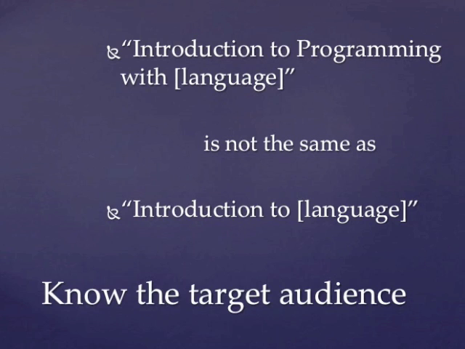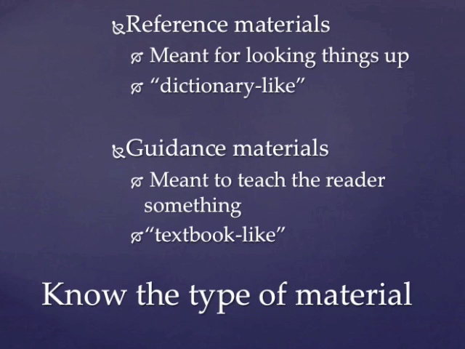Second, know the type of material that the book is. First off, you need to know if it's a reference material. Reference items are meant to be looked things up in, very dictionary-like, versus guidance materials, which are very prose-like, textbook-like items meant to be read through, guiding a student through learning something new. There are sort of mashups in between. This is definitely a Venn diagram overlap situation, where you have things like cookbooks, which are an amazing resource that is right there in the middle.